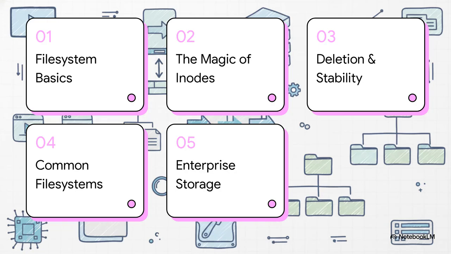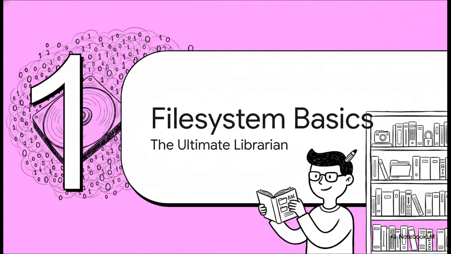To uncover these secrets, here is our roadmap for today. First, we'll cover the file system basics, then dive into the magic of inodes, followed by deletion and stability secrets. After that, we'll look at common Linux file systems, and finally, monitoring and enterprise storage. Let's start with Section 1, the file system basics.